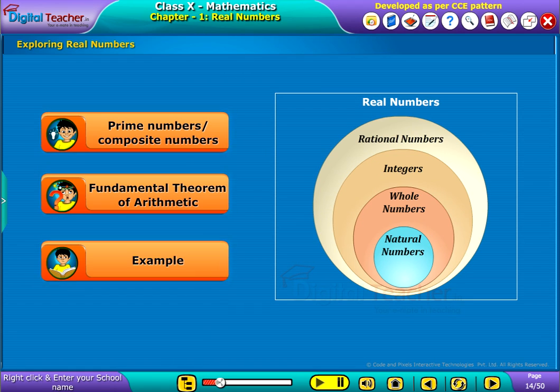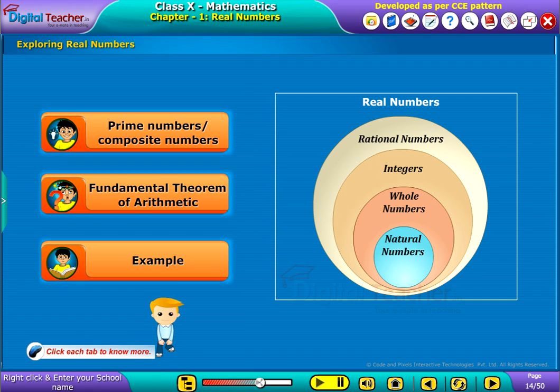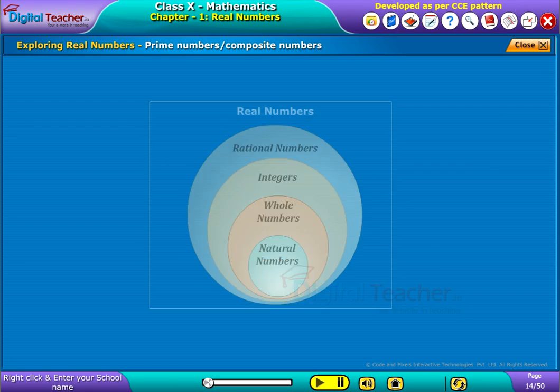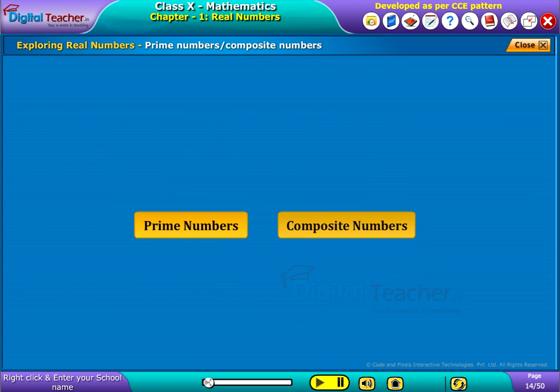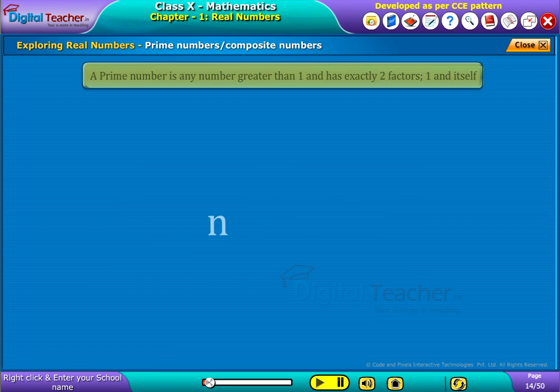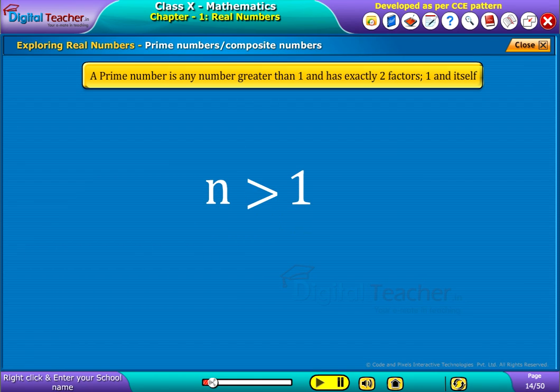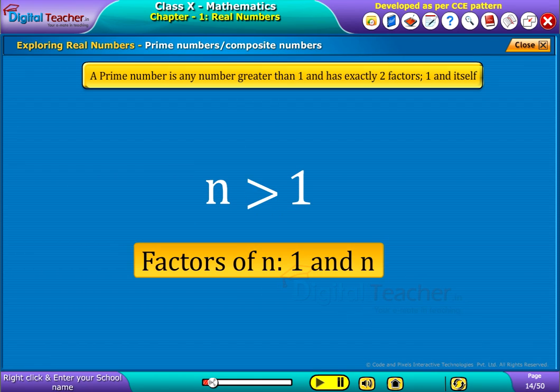Exploring real numbers. Click each tab to know more. Let us first know about prime numbers and composite numbers. Prime number. A prime number is any number greater than 1 and has exactly two factors, 1 and itself.